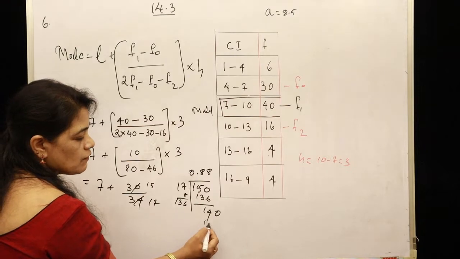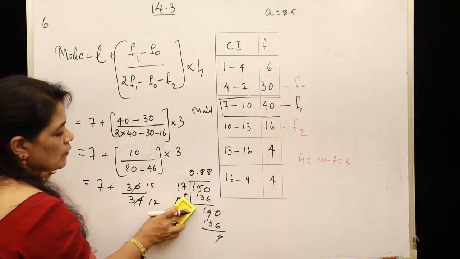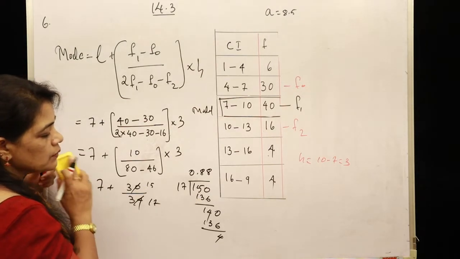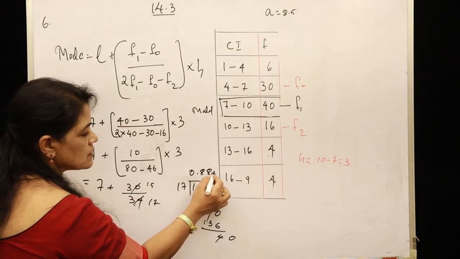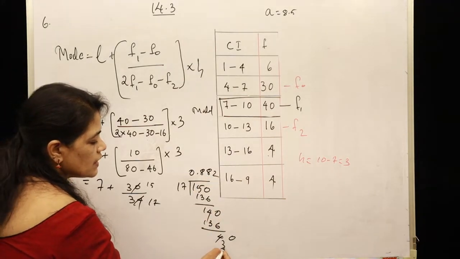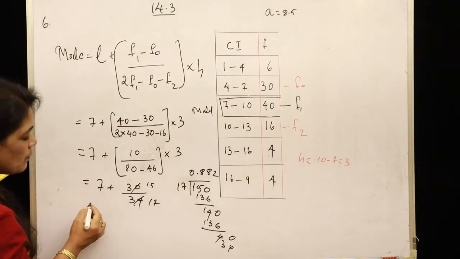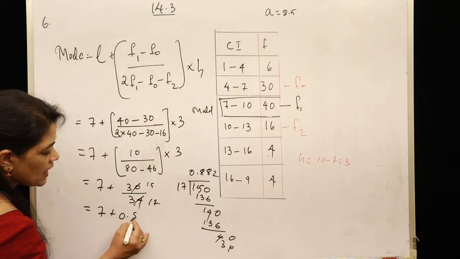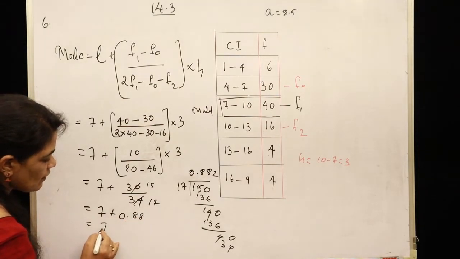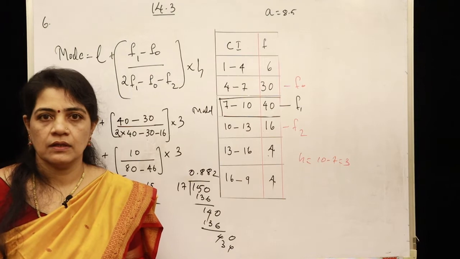Okay, we have already seen 136 and remainder 4. We can find one more place value, that is 40. Okay, so 2 times, that is 34, and since the third decimal place is less than 5, we can neglect that third decimal place. That means 7 plus 0.88, or 7.88, is the mode of this frequency distribution.